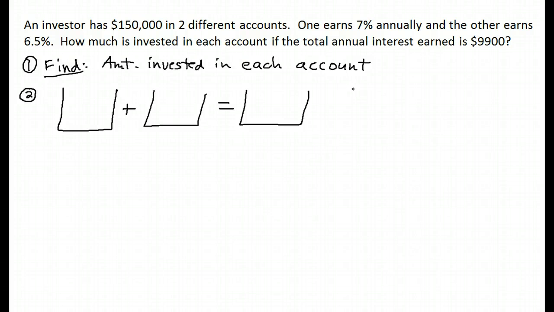An investor has $150,000 in two different accounts. One earns 7% annually and the other earns 6.5%. How much is invested in each account if the total annual interest earned is $9,900?